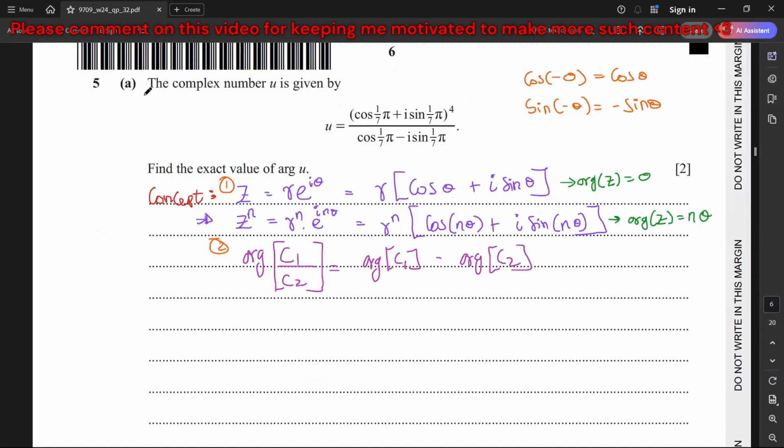Now for the next question, in part A, the complex number u is given by two complex numbers, one on the top which is having a power of 4 and one in the denominator. And the question is asking us to find the exact value of the argument of this complex number. Now there are two ways to solve this. The first one is the pretty long method, which I won't recommend because it's only for 2 marks.